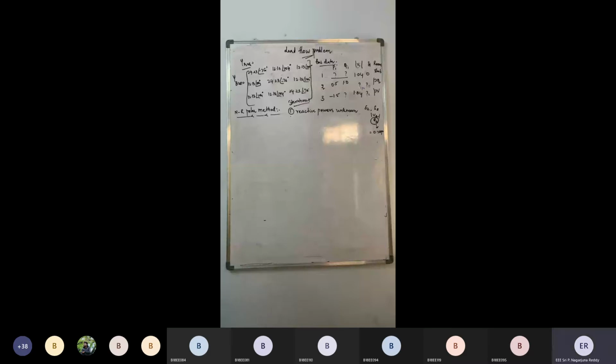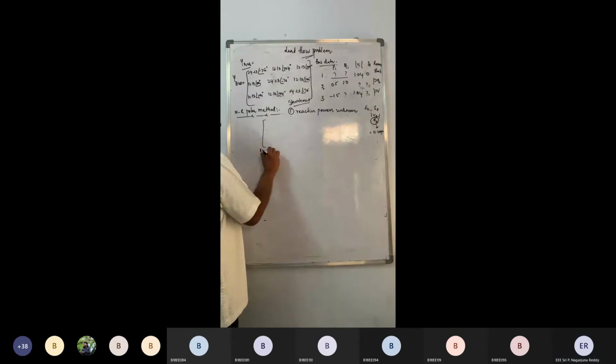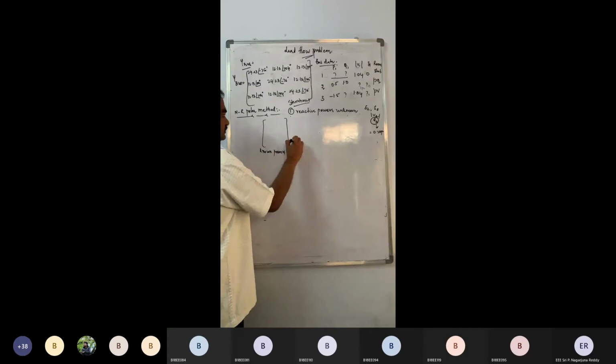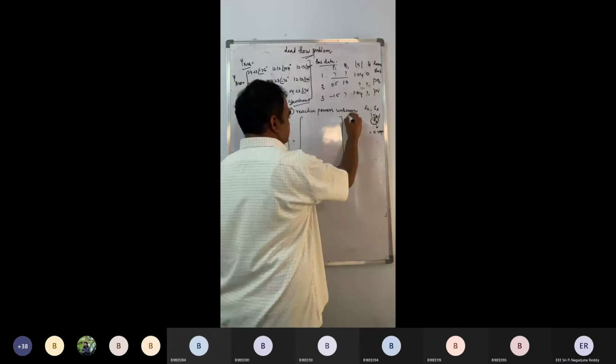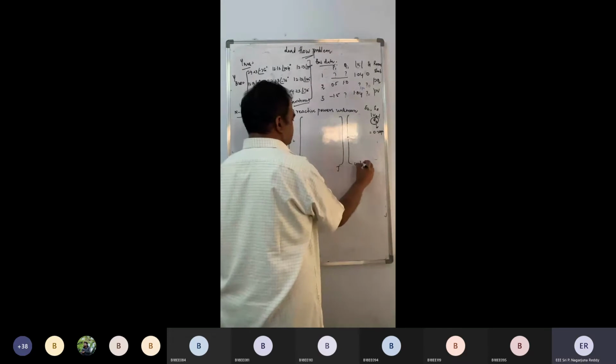So what is the technique which we do have now? Relying on the Decoupled matrix, where the equation is known powers in terms of Decoupled matrix with unknown voltage.